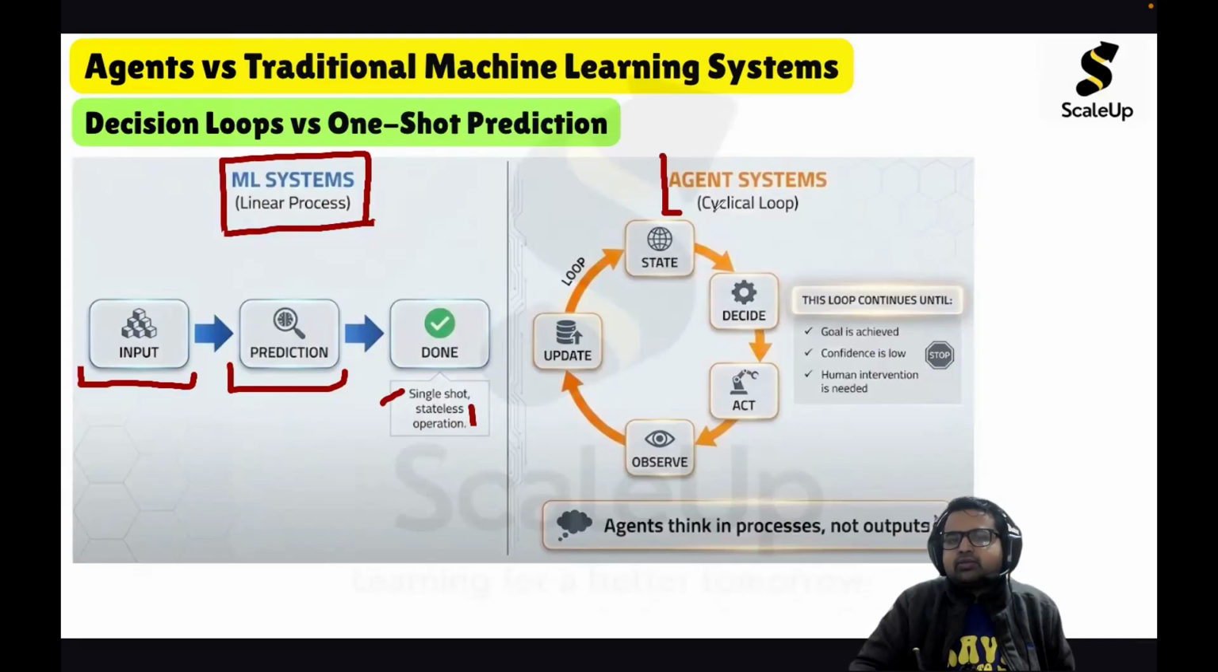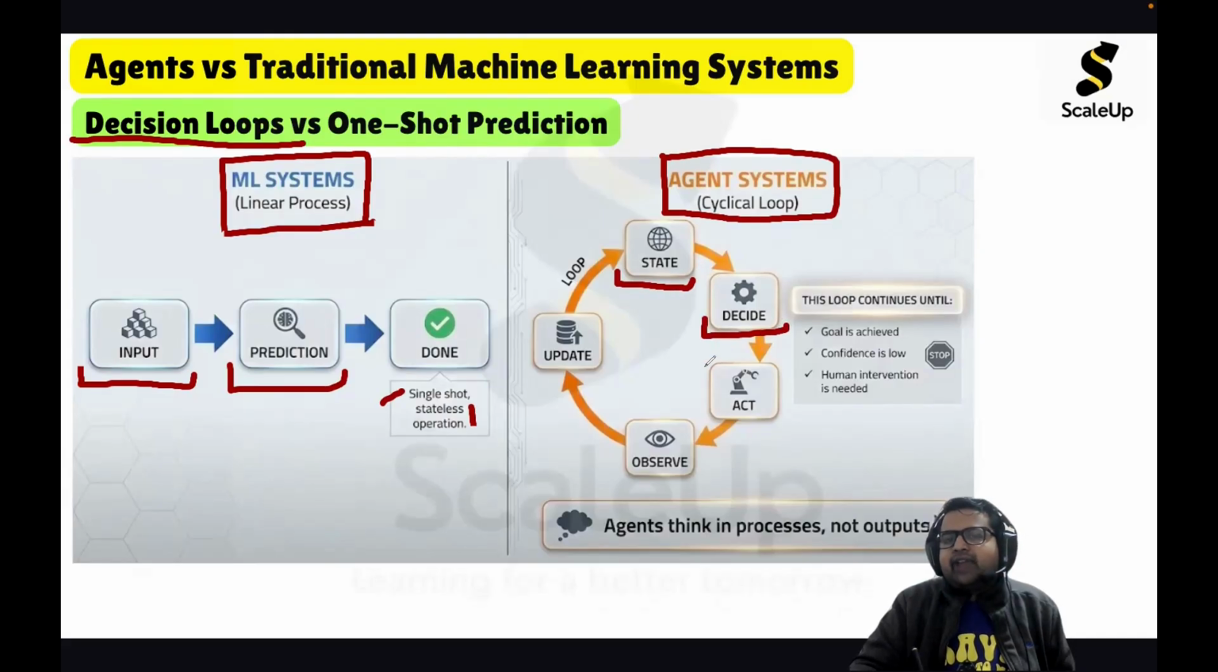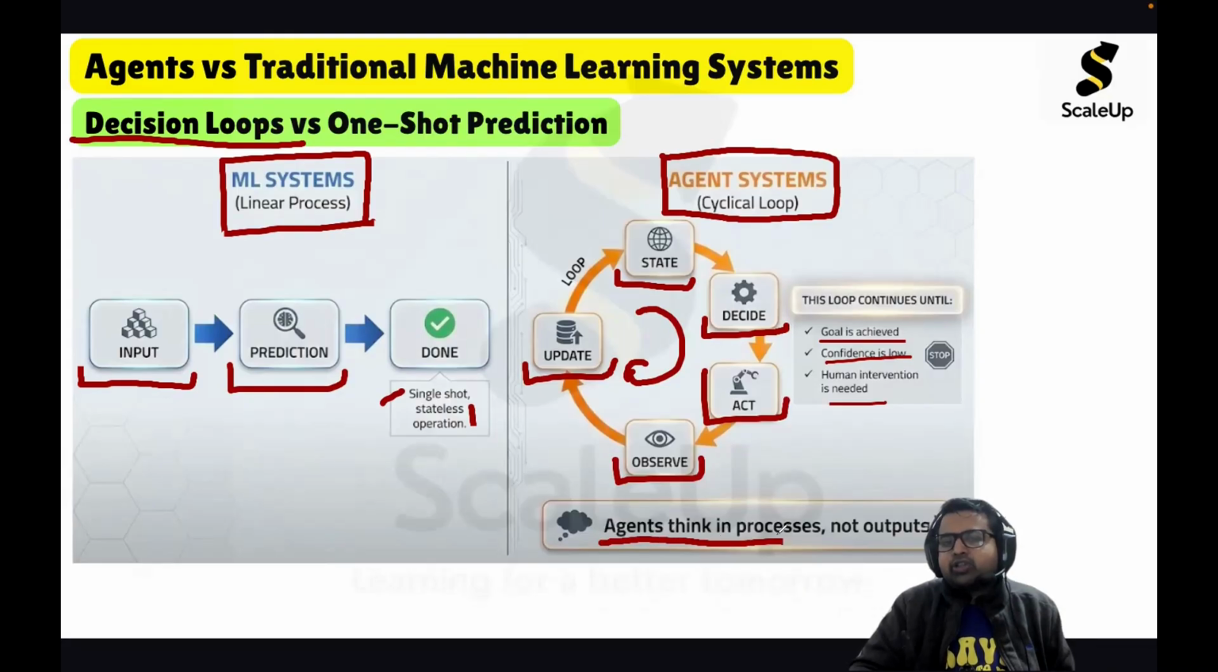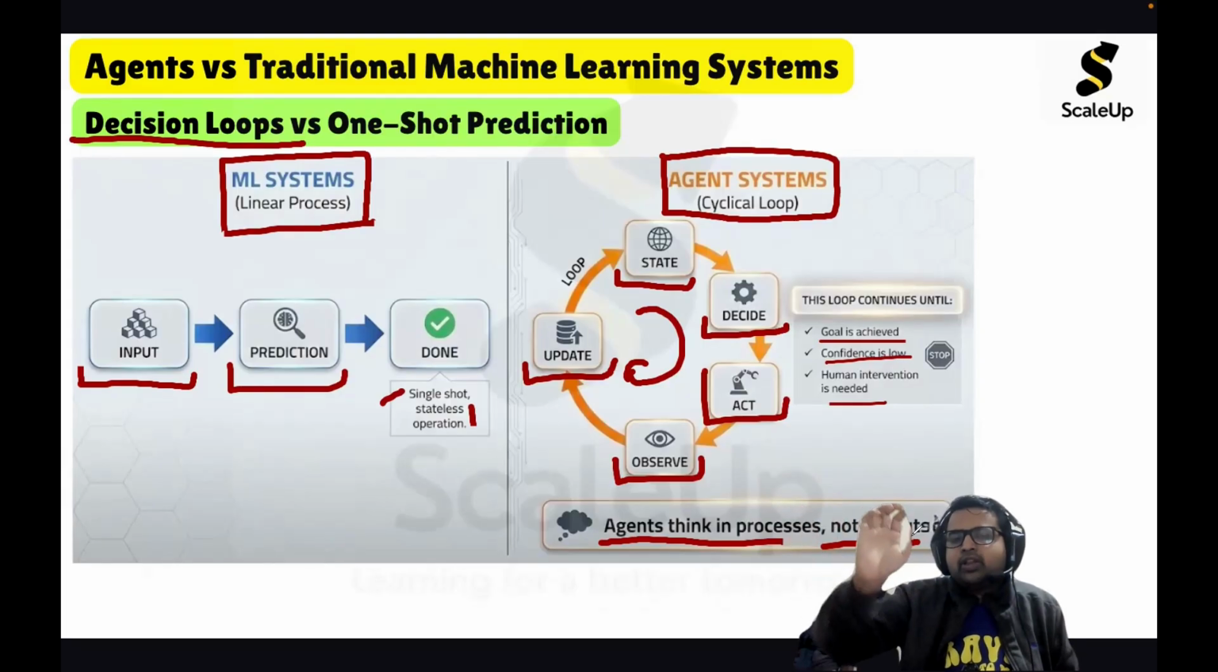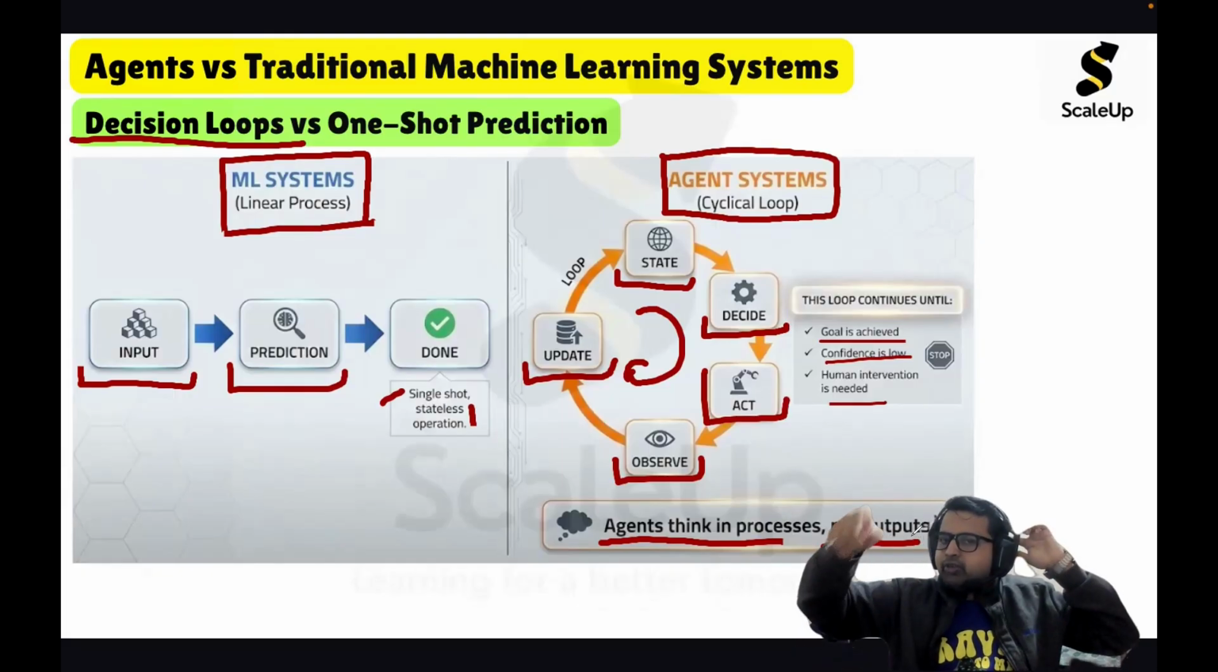But agentic systems are a cyclic loop. We can also call them decision loops. They keep on watching the state, they decide, they act, they observe, they update the strategy, and they keep on doing it until the goal is achieved. This loop continues until the goal is achieved, confidence is low, or human intervention is needed. So the main idea is that agents think in process, not outputs. It's a total process until the goal is achieved, or if the agent has drifted away from the goal, human intervention is needed. Then this loop will stop, or when the goal is achieved, the loop will stop. Otherwise, this loop will keep on running.